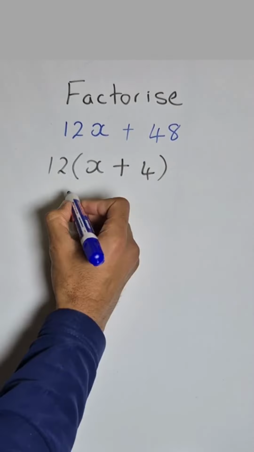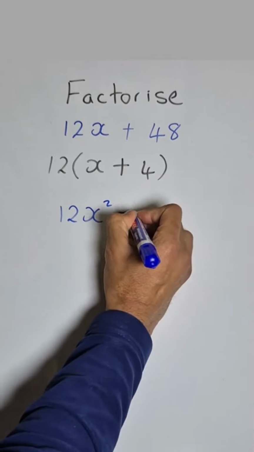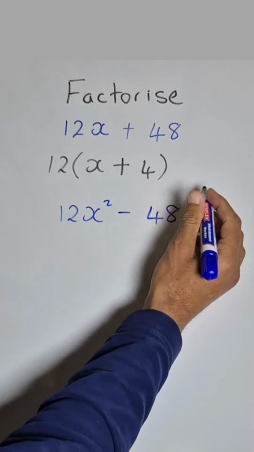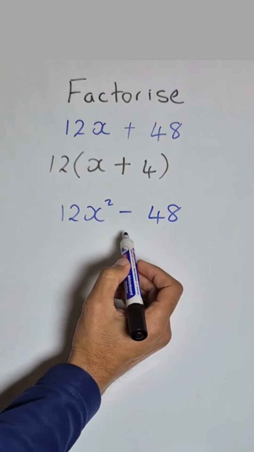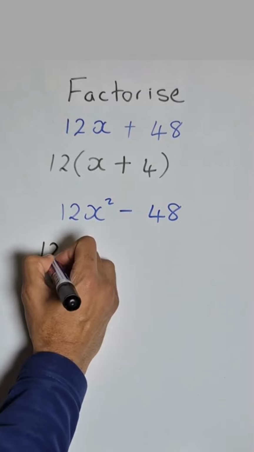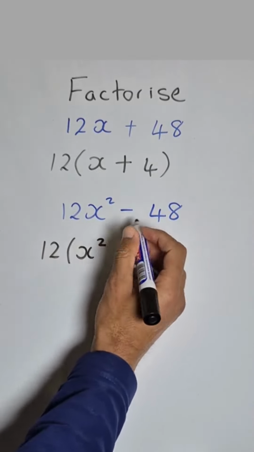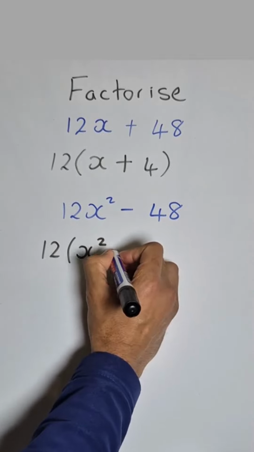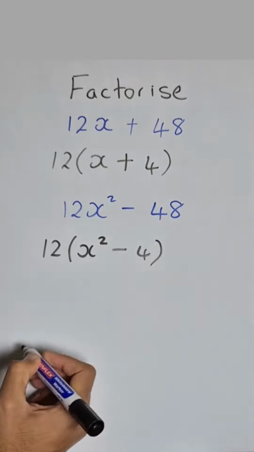But what if my sum was 12x squared minus 48? Now again, the same will apply here. I'll need to find a common factor. And once again, that common factor is 12. But this time, I'll be left with x squared. I'll bring my minus sign down. And 12 goes into 48, 4 times.